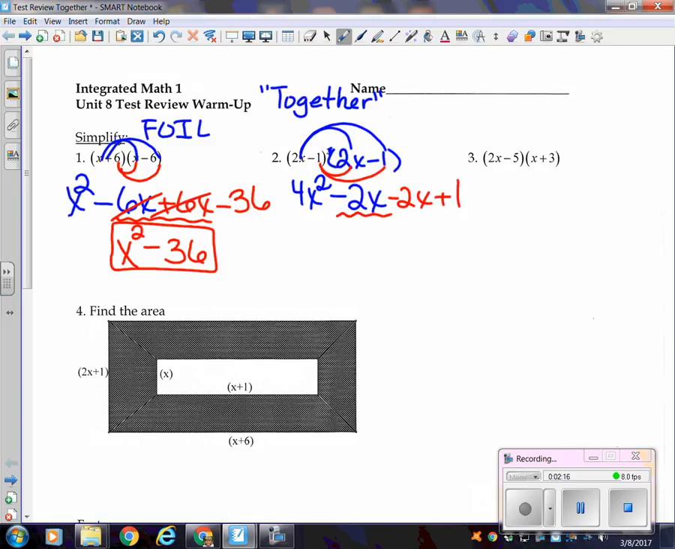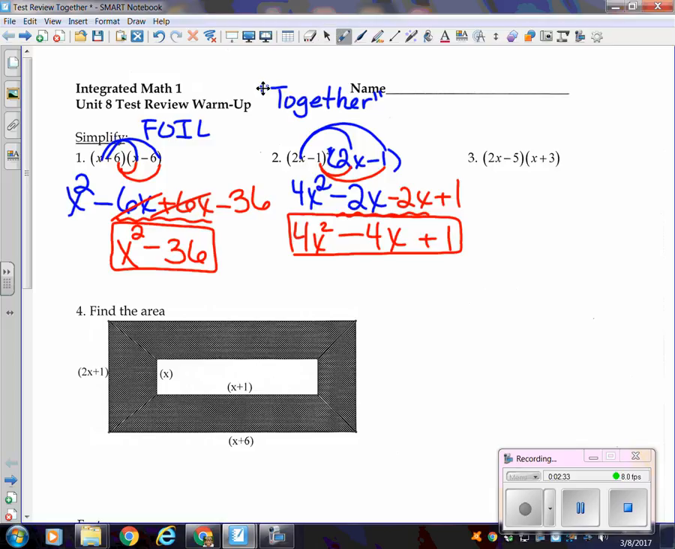My like terms are in the middle, and this time I can add those. -2x and another -2x is -4x, plus 1 at the end, 4x squared in the front. 4x squared minus 4x plus 1.